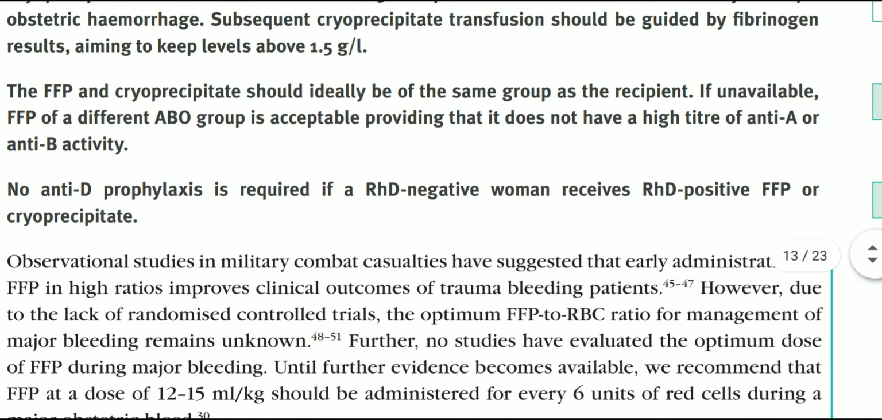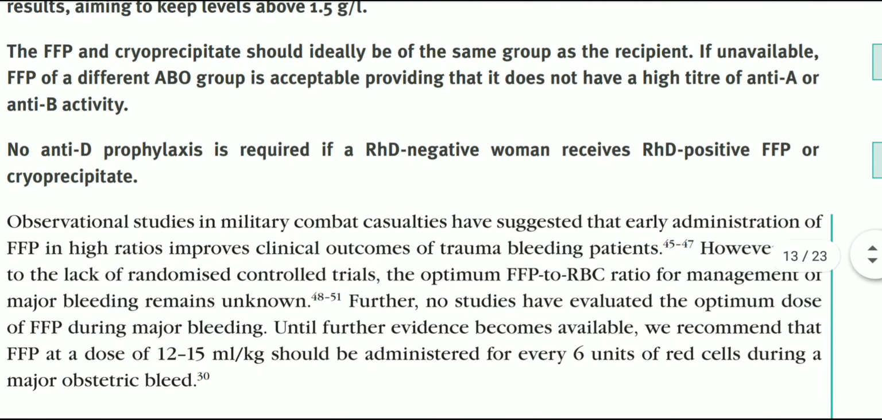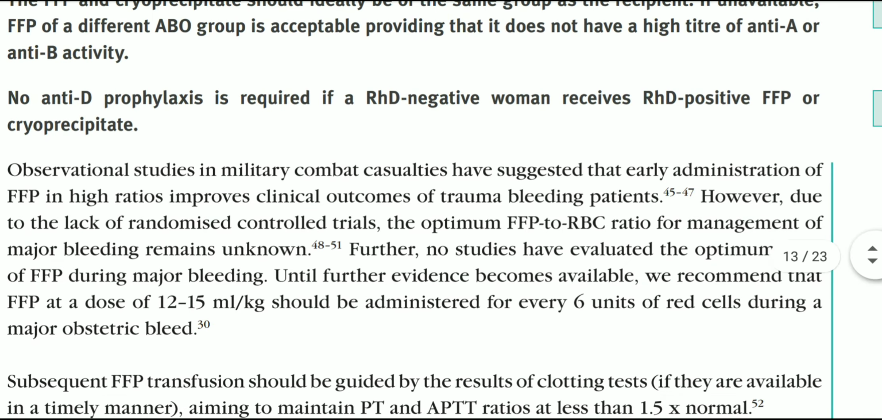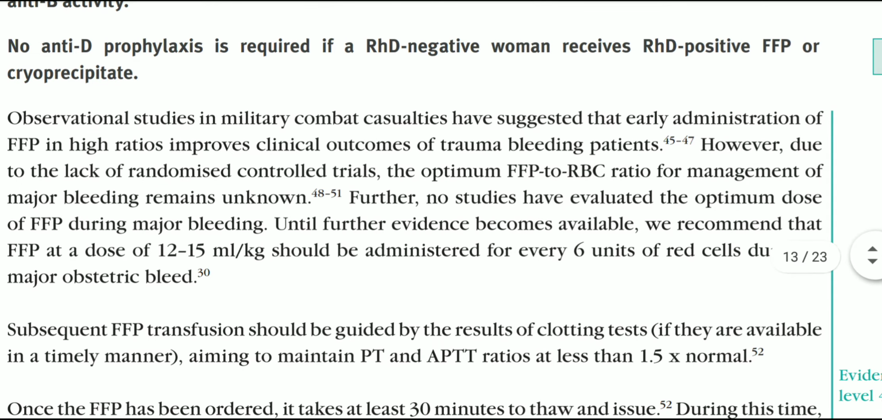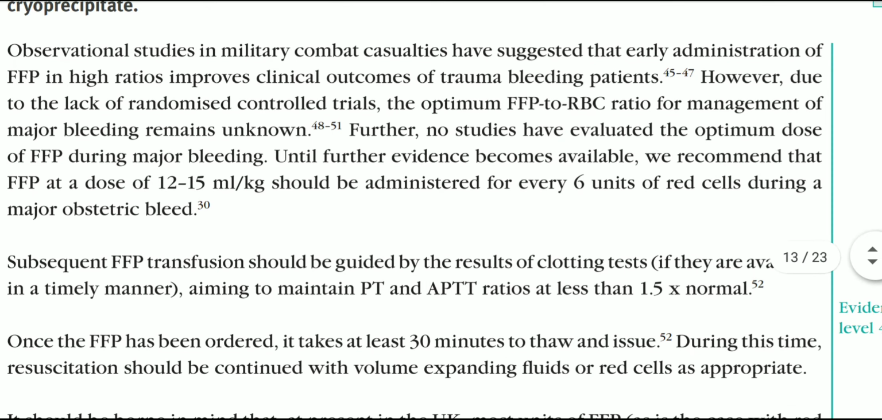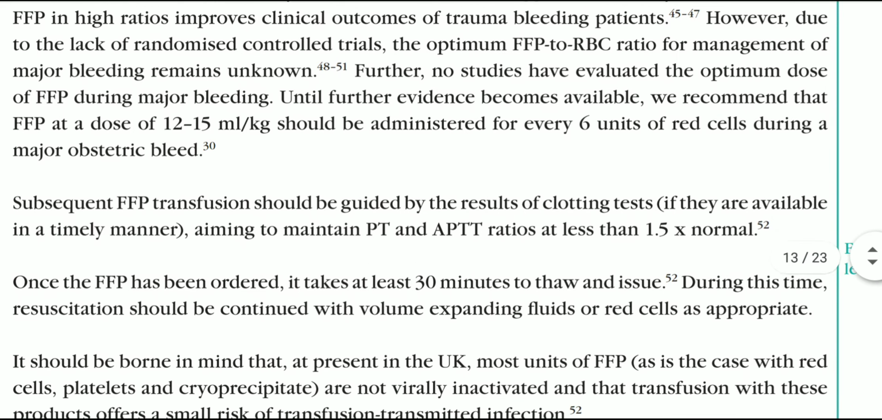Observational studies in military combat casualties have suggested that early administration of FFP at a high ratio improves the clinical outcome of trauma bleeding patients. However, due to lack of randomized controlled trials, the optimum FFP to RBC ratio for the management of major bleeding remains unknown. Further, no studies have evaluated the optimum dose of FFP during major bleeding, and until further evidence becomes available we recommend that FFP at the dose of 12 to 15 ml per kg should be administered for every 6 units of red cells during major hemorrhage.